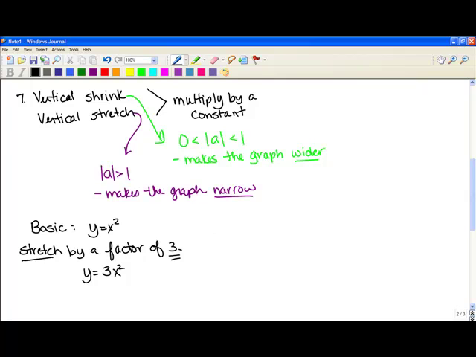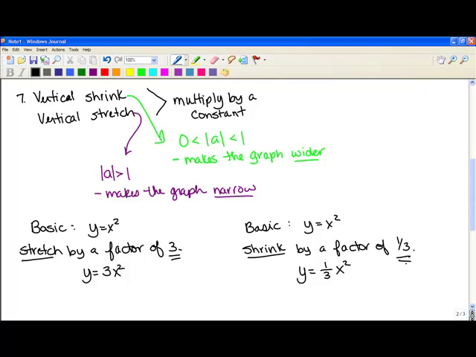Okay, now let's look at an example for the vertical shrink. Let's look at the same basic graph of y equals x squared, and this time we want to shrink this graph by a factor of 1/3. So the equation would be y equals 1/3 times x squared. We multiply 1/3 by our basic graph. And the shrink should make it wider.